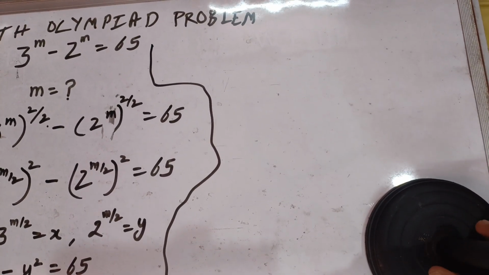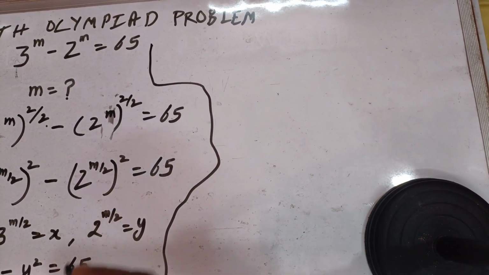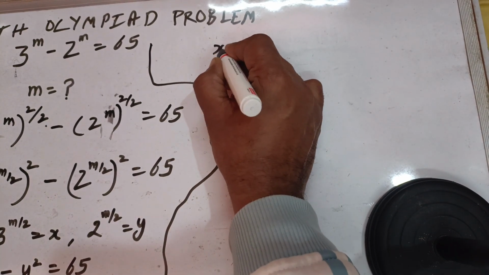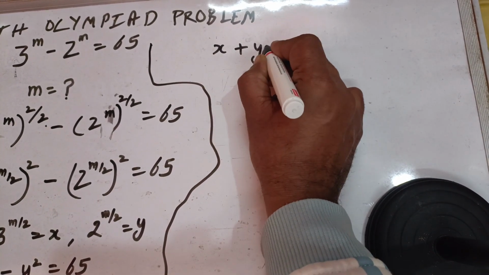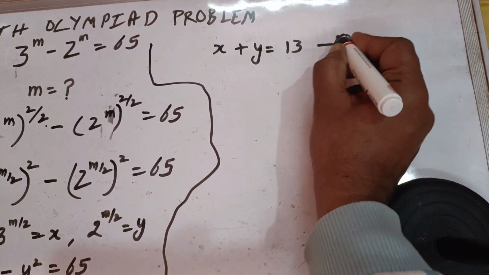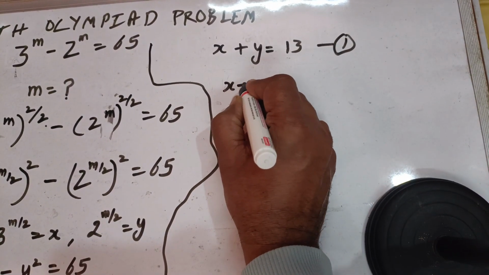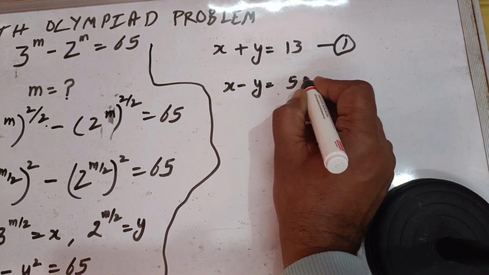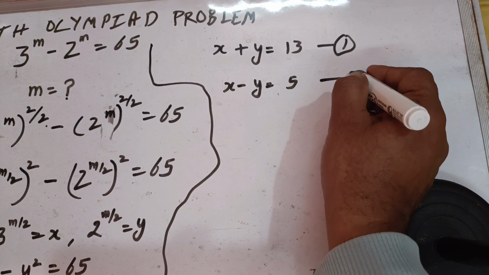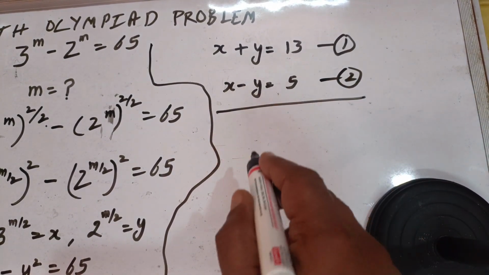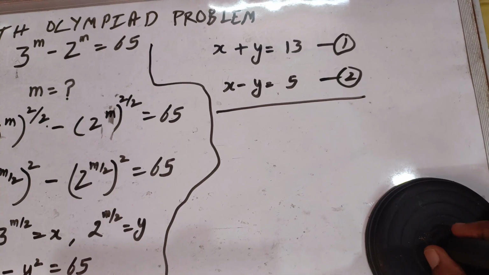So I'll just make two equations. Let x plus y be equal to 13, and let me call this equation number 1, and let x minus y be equal to 5, and I call this equation number 2. Now I can add these two equations.